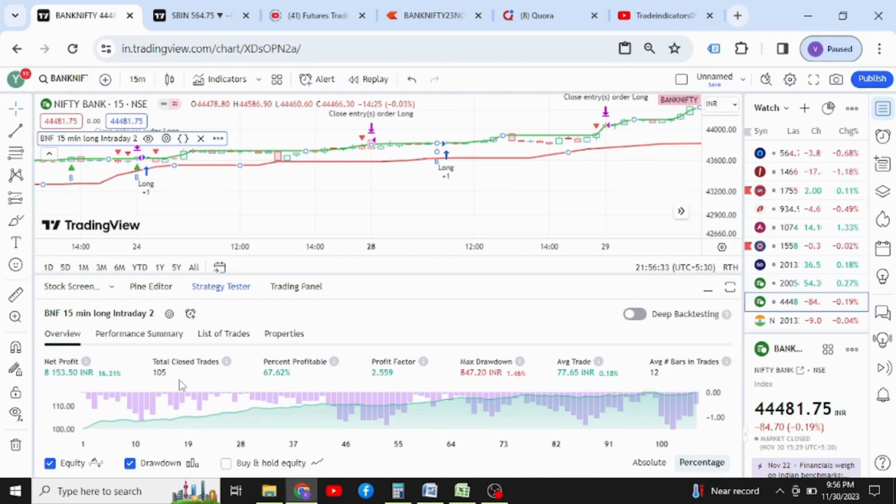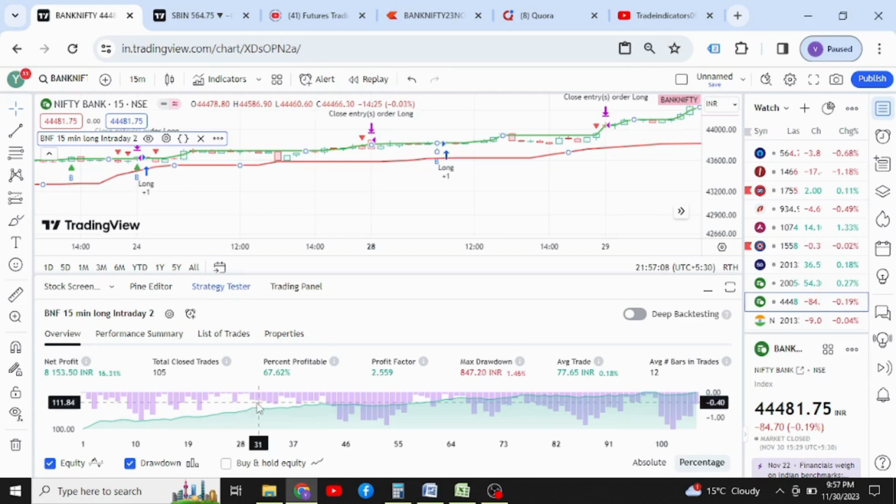That's approximately 9 or 10 entries a month, which comes down to somewhere around 3 entries in a week. That's why I was saying that these entries take 2 or 3 days at most, and they close off. Here the net profit is this much, and these are the total closed trades. The percentage profitable is 67, which is very good, and the profit factor is really very good, 2.559. The max drawdown is this much, and this is the average profitable trade.